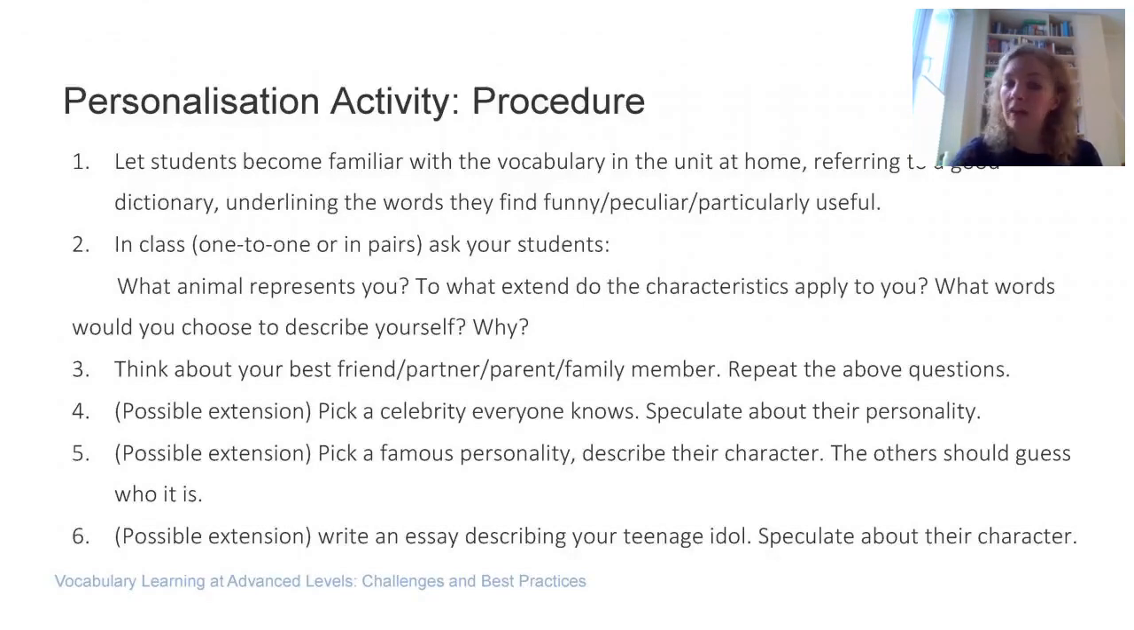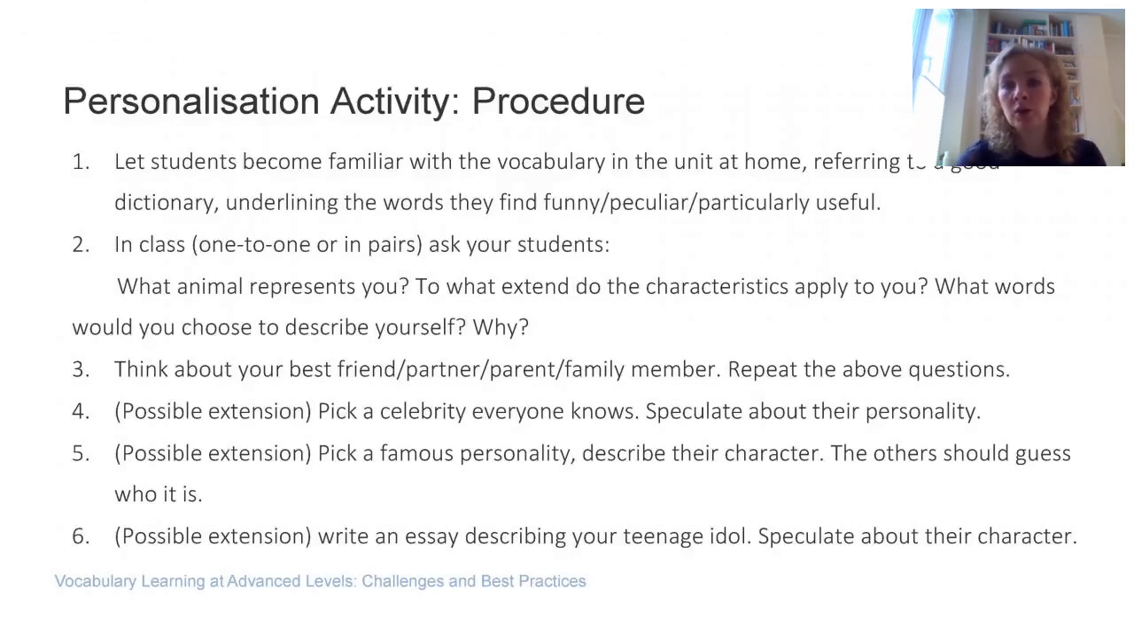Then, pick a famous personality and describe the character. The others should guess who it is. So this is a guessing game. You don't tell them the name of the celebrity, but someone describes the celebrity, and then everyone tries to guess. Finally, as a home assignment, you can ask your students to write an essay describing their teenage idols, because almost everyone had a teenage idol, and they can speculate about their character.